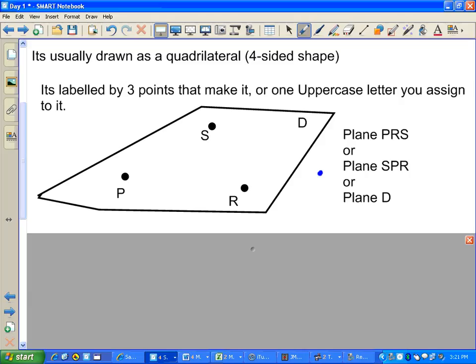We draw a shape, put some points on it, and then we name it plane, and then 3 of the non-collinear points that are on there. Sometimes your book will put a capital letter up in the corner, and they'll call it plane D. Just make sure that if you do that, there's no point near D to get it confused, because capital letters also represent points.